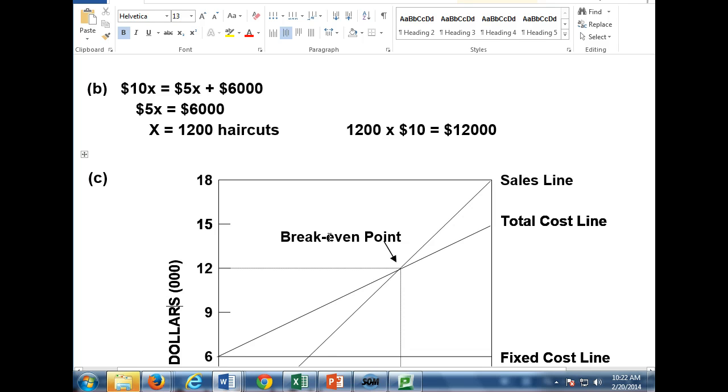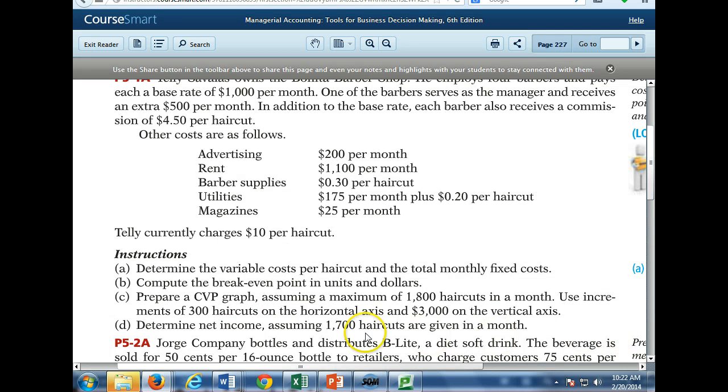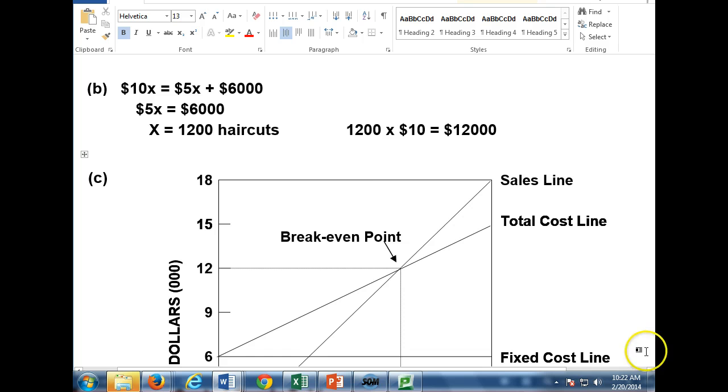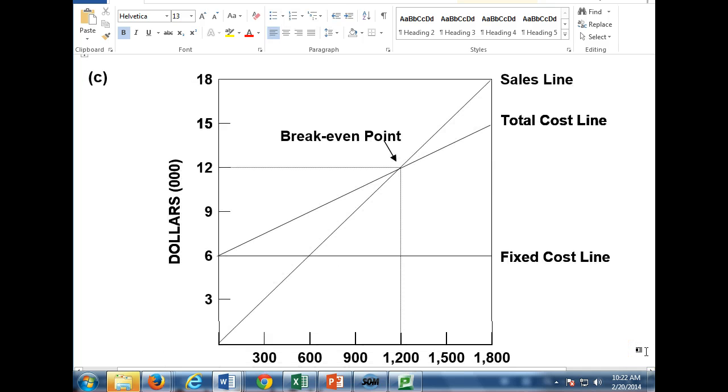Now, as we move on, it asks us to prepare a cost, volume, profit graph, and assuming a maximum of 1,800 haircuts in a month, use increments of 300 haircuts on the horizontal axis and 3,000 on the vertical axis. So I gave that to you. As you can see here, we have a fixed cost of $6,000 a month. And then from there, we come up with where our break-even point is.